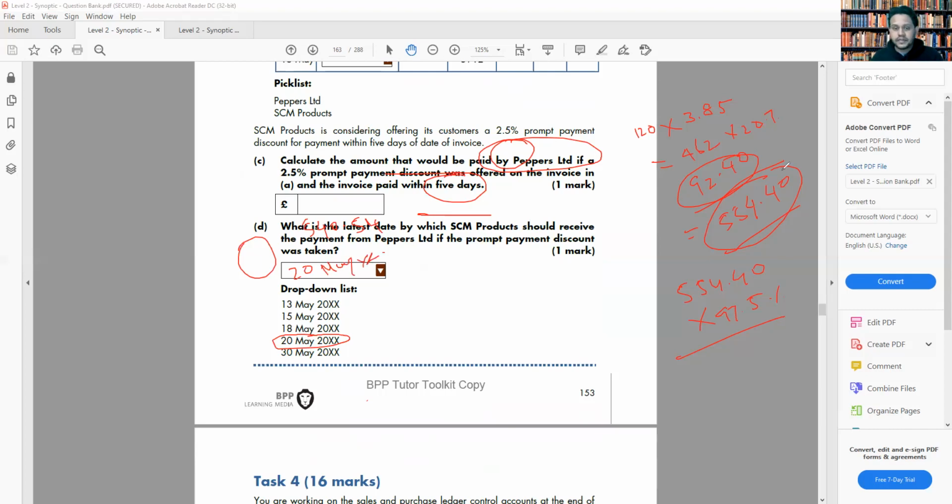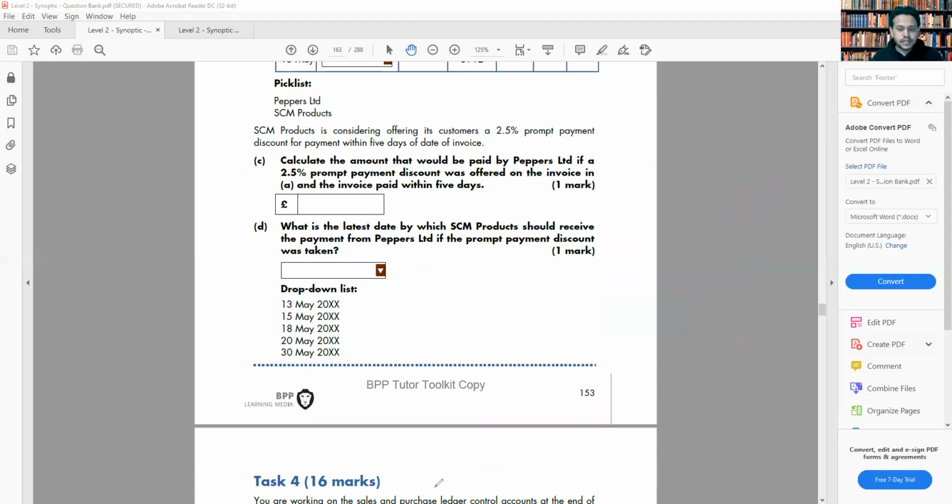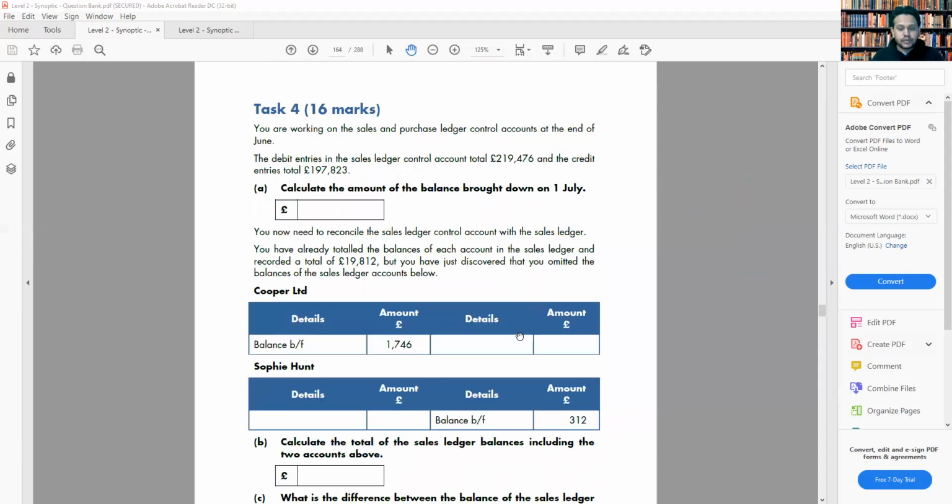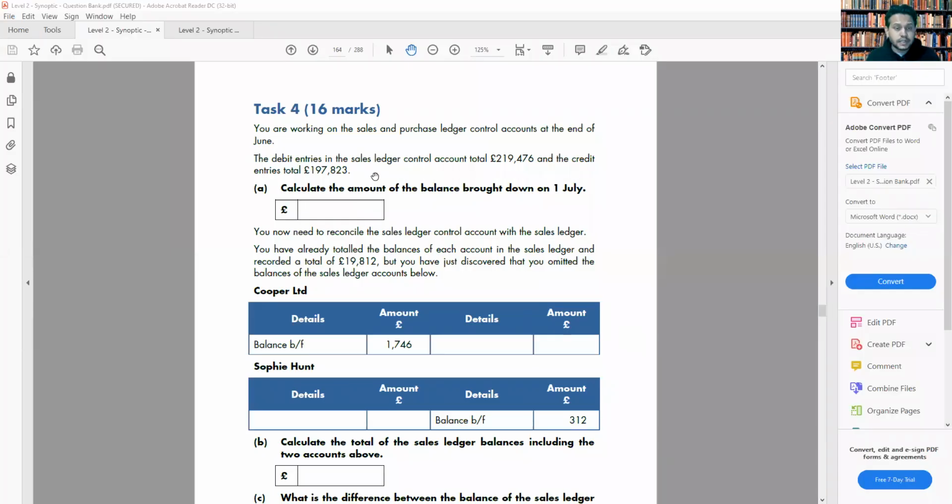That's it. That's not a very difficult question. So that's quite straightforward. This is the end of question number 3. Now we can move to question number 4. So task number 4 is the 16 marks question. Let's have a look at what we have here.